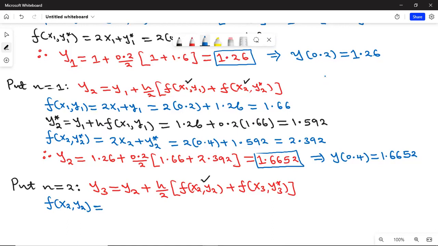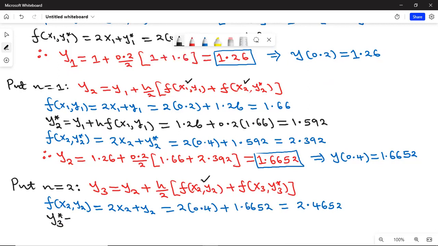From the definition of our f of xy, that is 2x plus y. So this will give us 2x2 plus y2. Do we know x2? Yes, that is 0.4. And do we know y2? We have found it as 1.6652. So when you press that in your calculator, you need to get the value of f of x2 y2 as 2.4652.